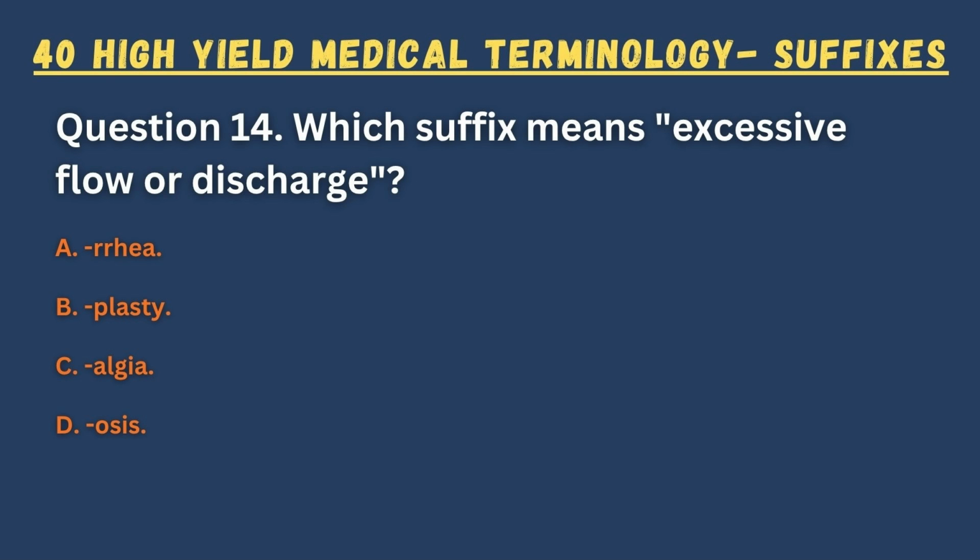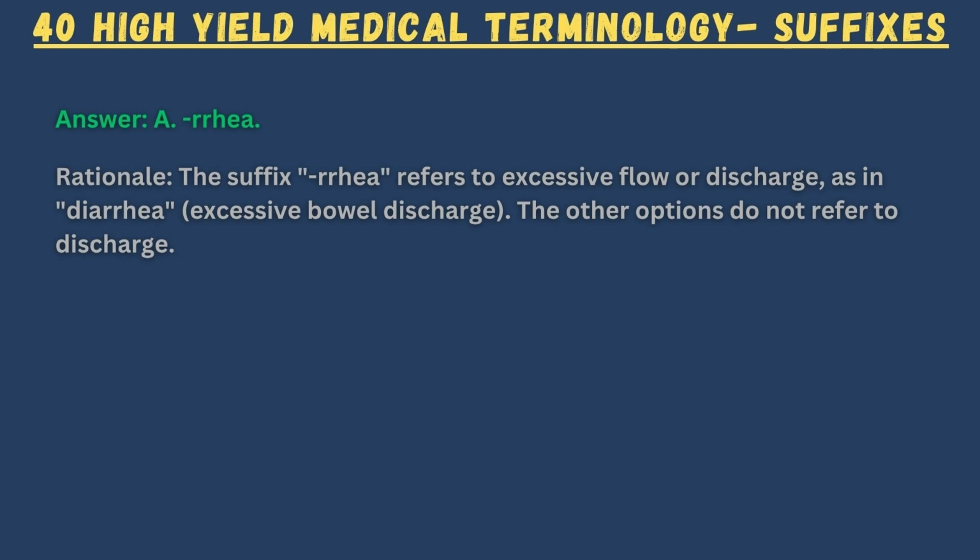Question 14. Which suffix means excessive flow or discharge? A. Ria. B. Plasty. C. Algia. D. Ossis. Answer: A.